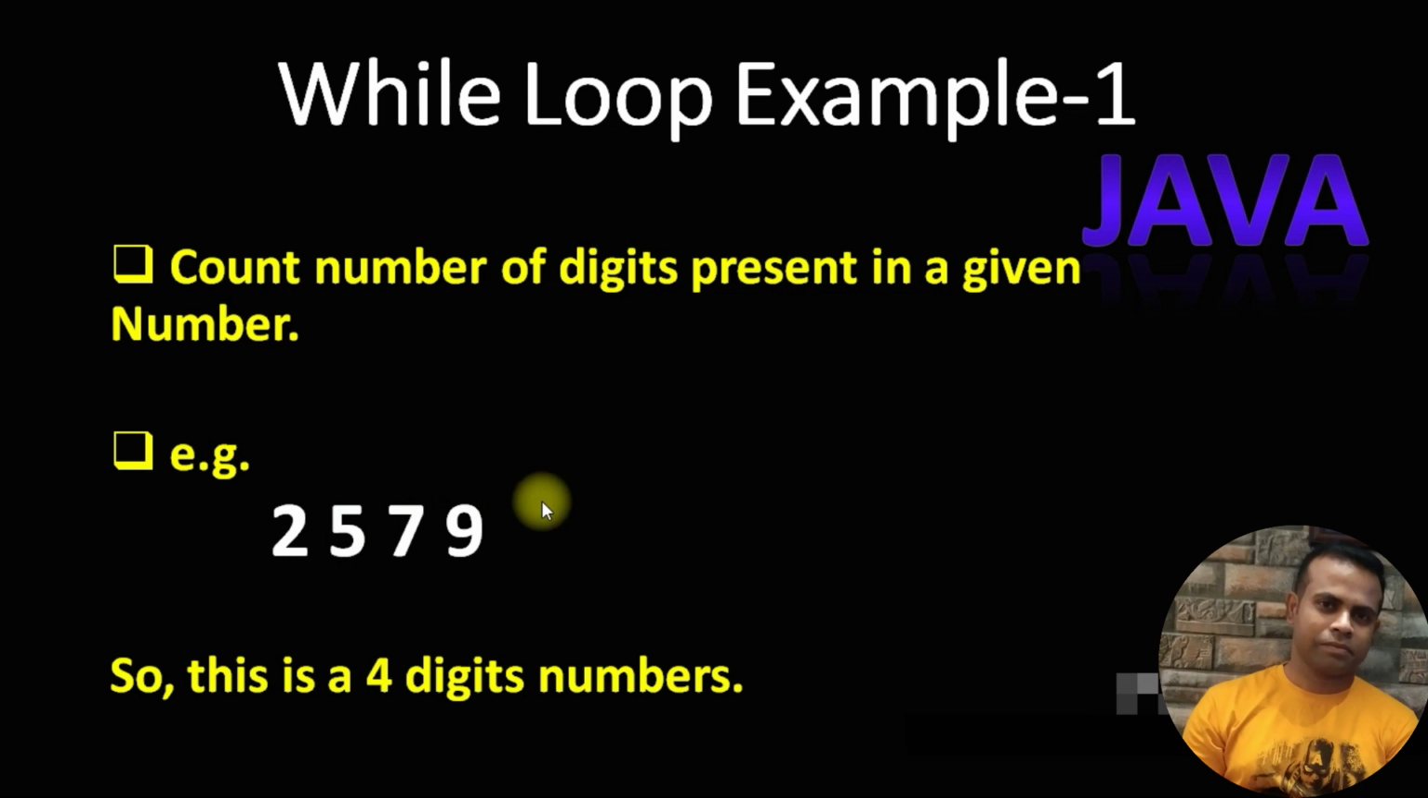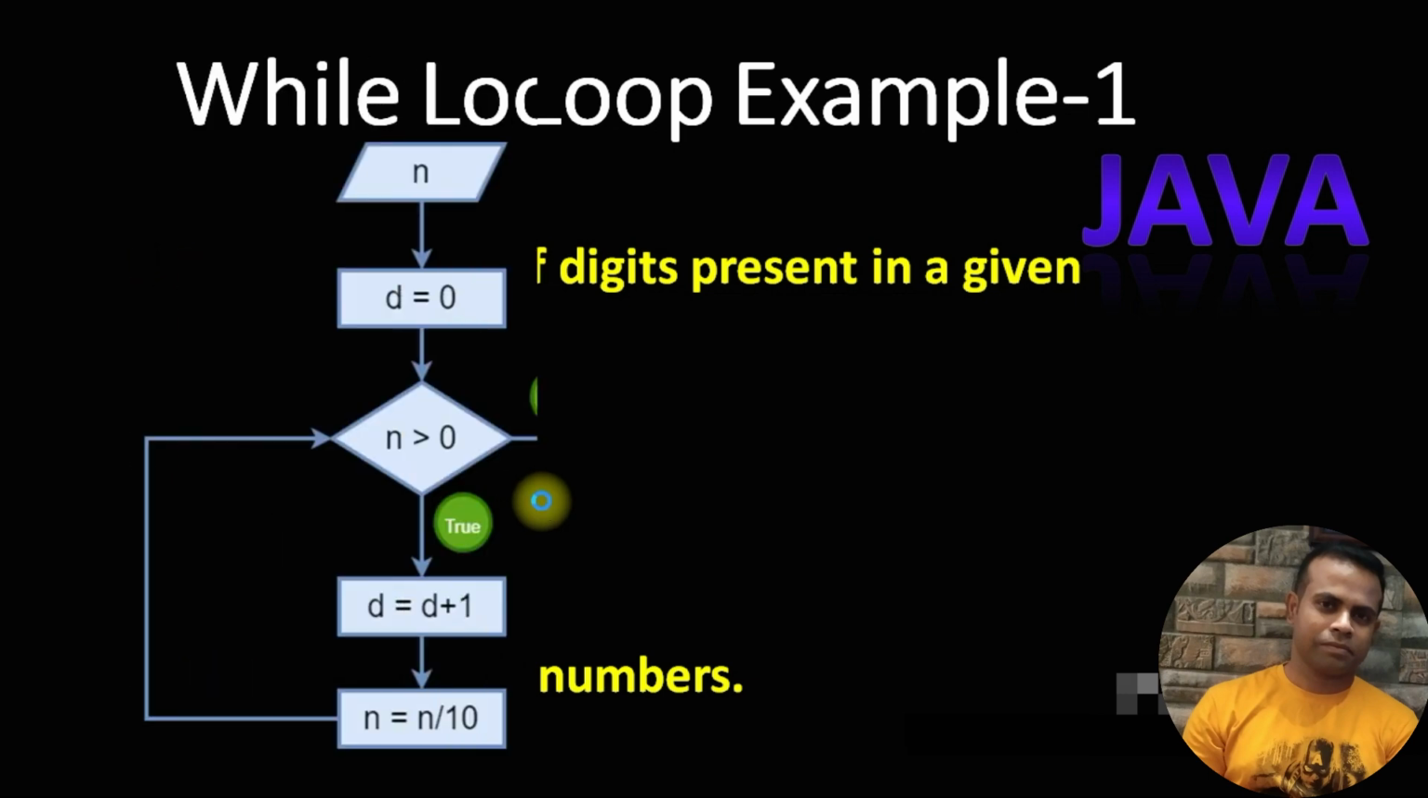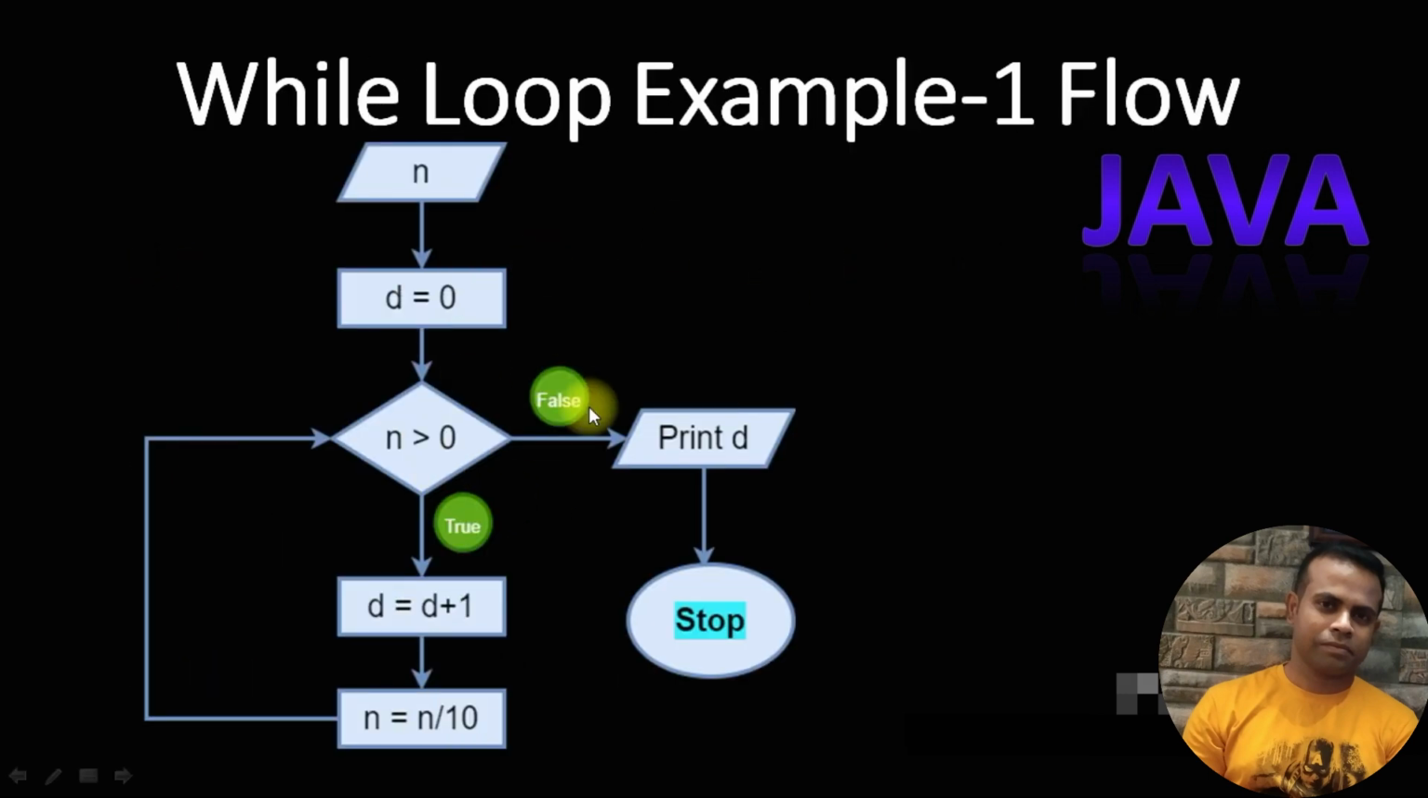Before going to Eclipse, let's understand its flow. This is basically the flow to find out the digits of a number. Here n represents the number.